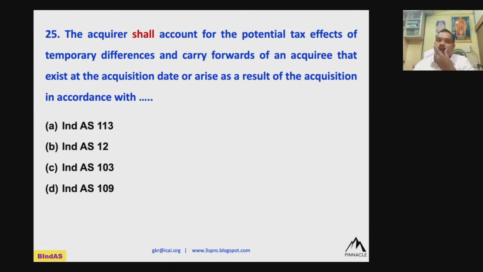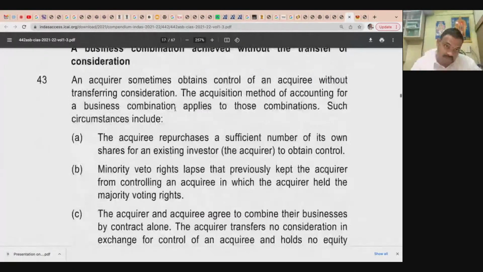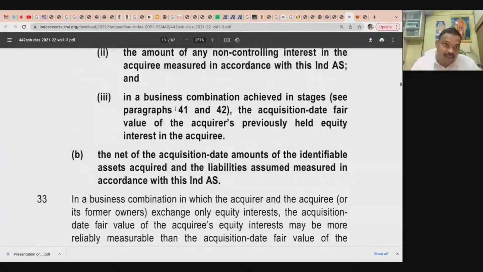Now, the acquirer shall account for the potential tax effects of temporary differences and carry forward of an acquiree that exist at the acquisition date or arise as a result of the acquisition in accordance with. Now, I just want to share with you this question number 25. I'll take you to para number 25. Okay, so look at para 25.